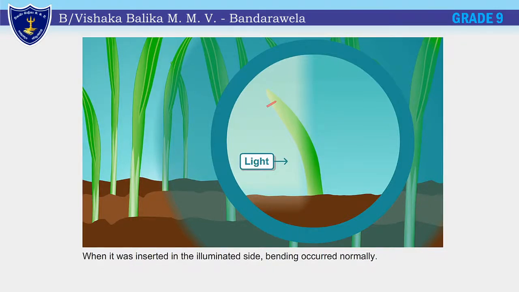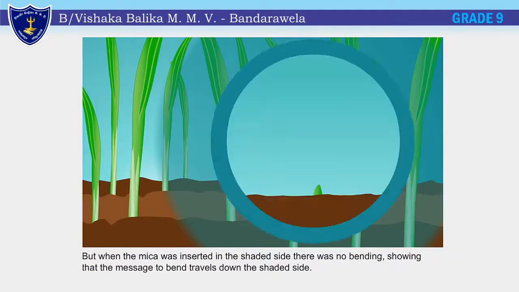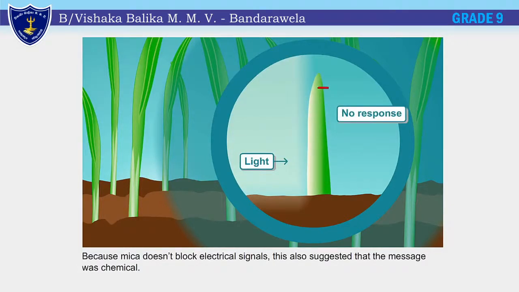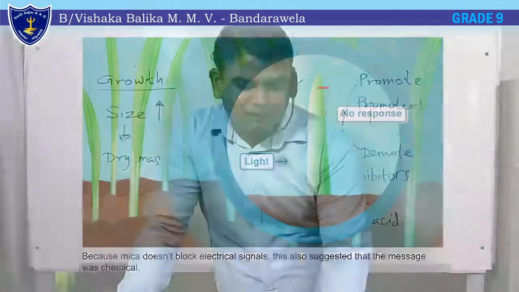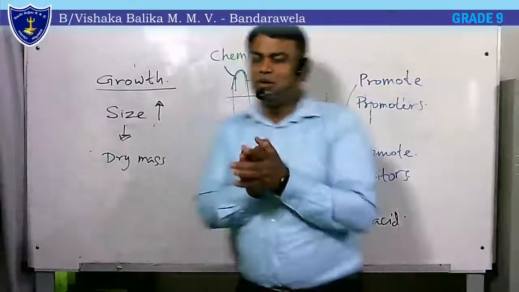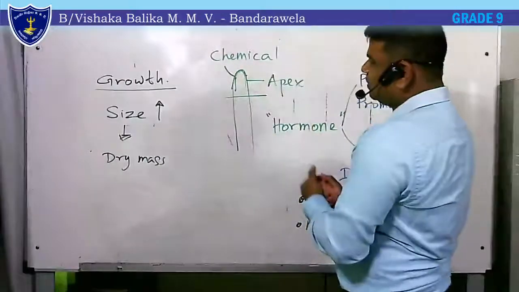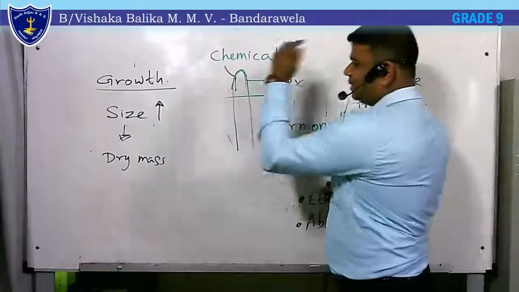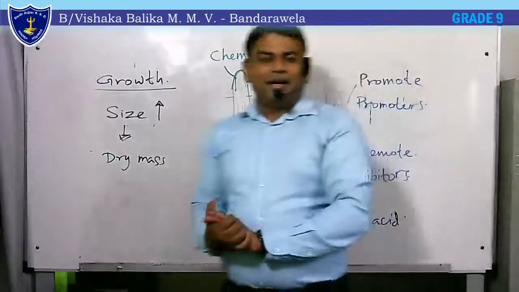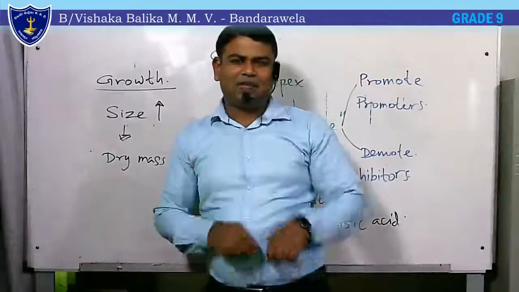If you keep it on the opposite side, as in the third experiment, keeping the mica piece on the opposite side, look at this, and you know that elongation takes place on the opposite side. Light comes, but the plant doesn't bend, as the hormones are not transferred. So through these simple experiments, we can confirm this: the hormones, or the chemical substances, the plant growth substances, are secreted from the apex, but they are acting in a different place, right?